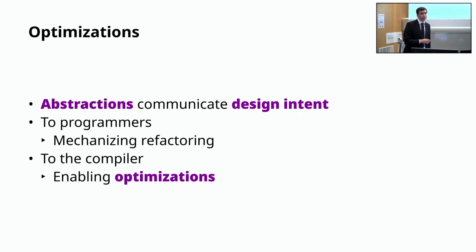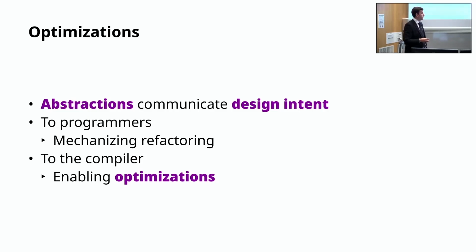Now that we have a bunch of abstractions in the language, we're able to communicate design intent, both to the user and to the compiler. To programmers, having all this design intent available mechanizes refactoring even more. For example, if you had a unit that previously produced a value every clock cycle, but now you only produce it some clock cycles, you change the type from T to Option of T, and the compiler will tell you everywhere that could affect things, and you have to accommodate this.